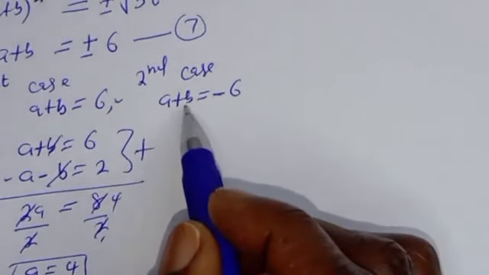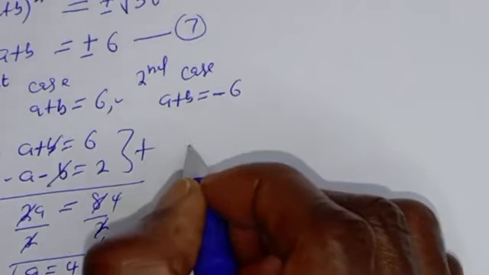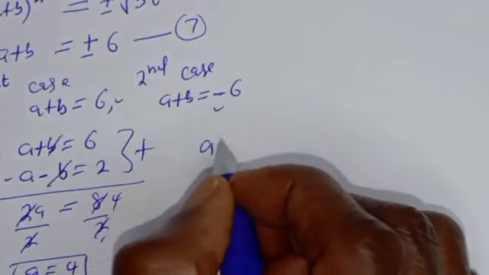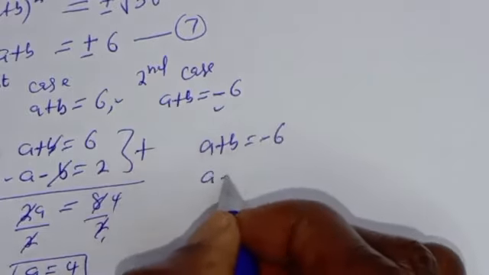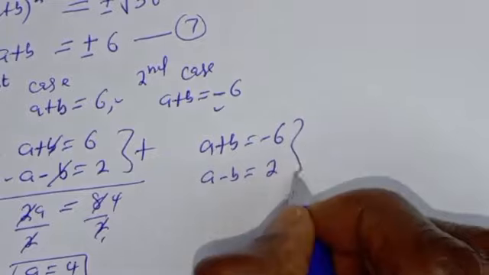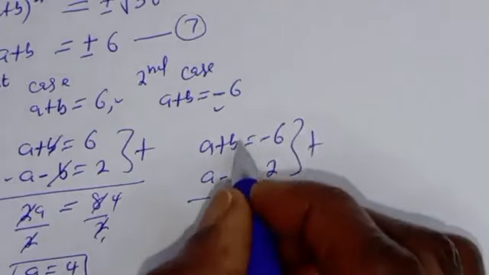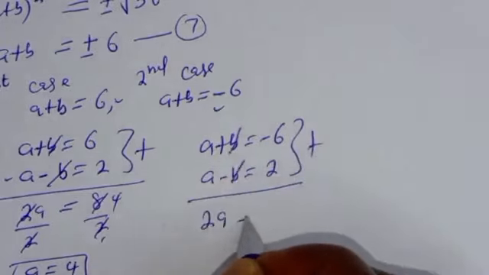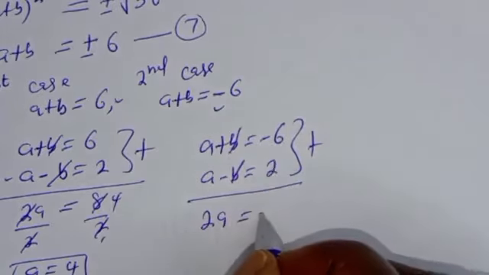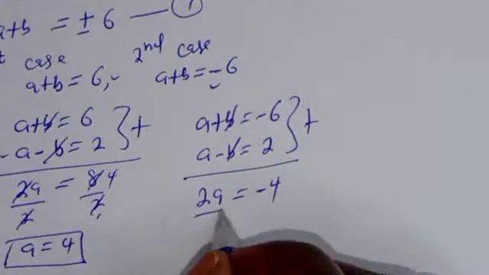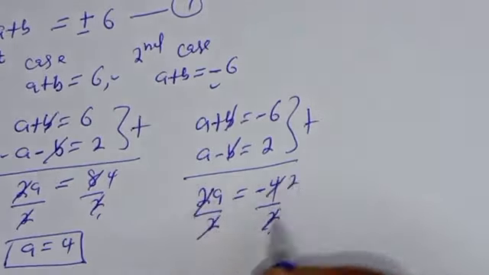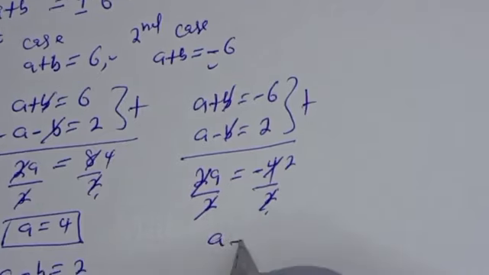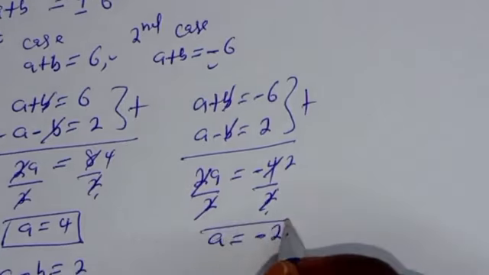Now let's consider the second case also. When a plus b is equal to minus 6, and equation 1 is a minus b is equal to 2, let's add the two equations together again. This will cancel this. We have 2a is equal to minus 6 plus 2, that is minus 4. Now let's divide both sides by 2. This will cancel this. 2 here 1, 2 here 2. A is equal to minus 2.